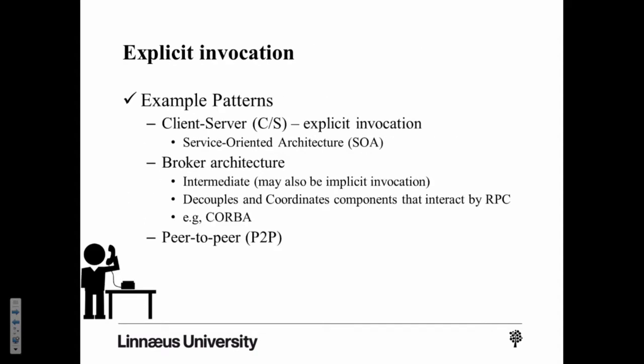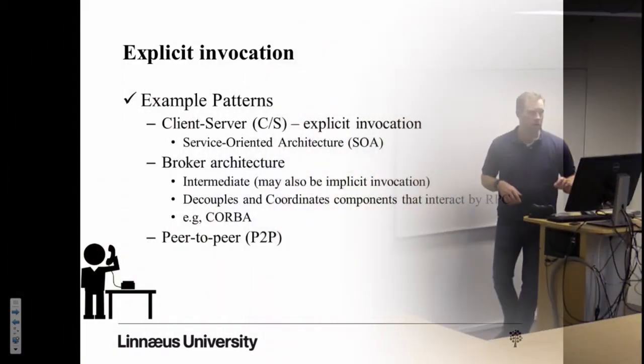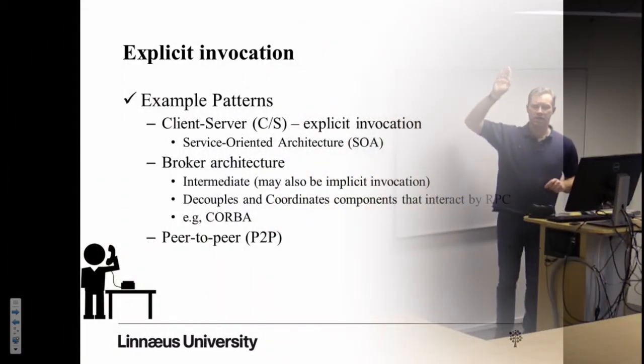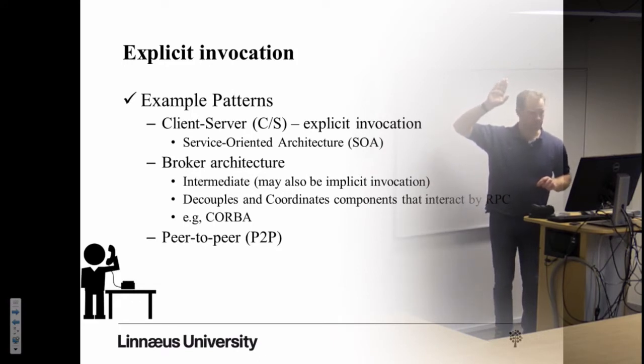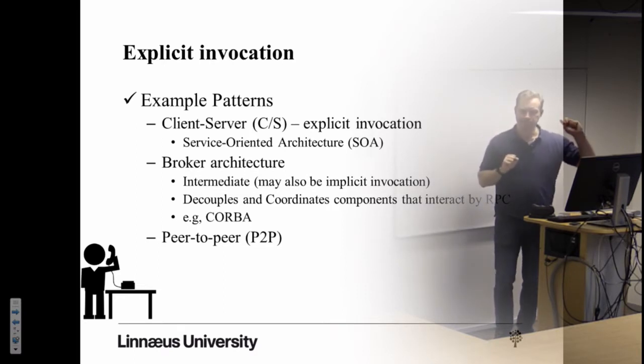So, example patterns, we talked about client-server, a broker architecture, peer-to-peer, are alternatives. So a broker is more or less a lookup service. And you say, hey, I would like a service that can do this for me. You turn to a broker, and this broker tells you, we have a service over at this end that you may use. All other services are occupied.